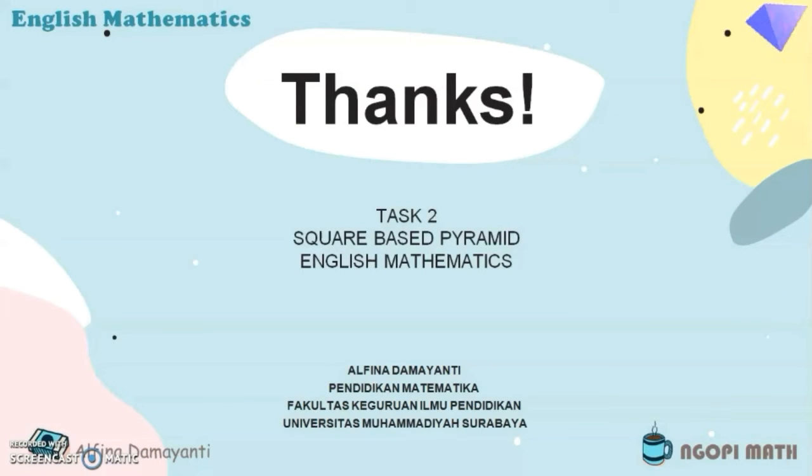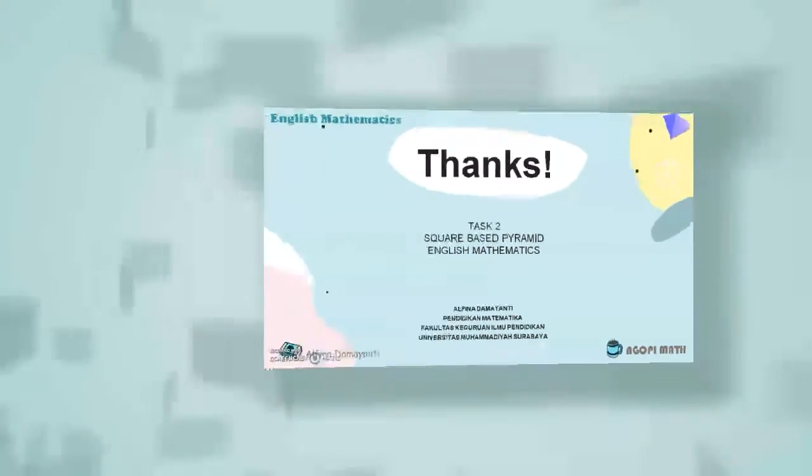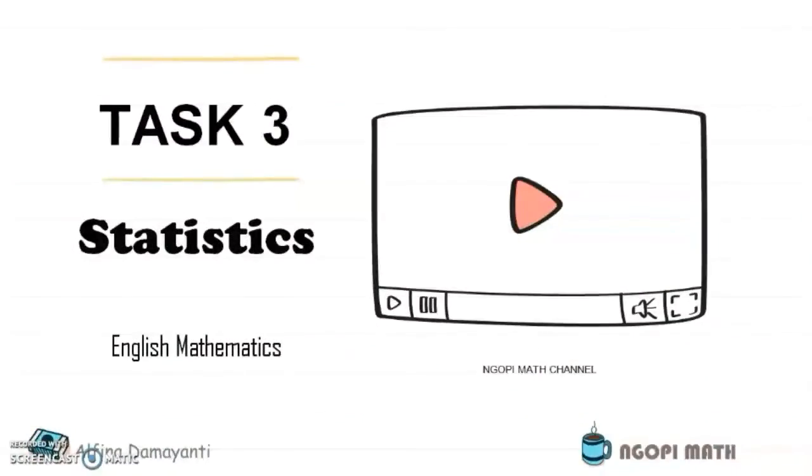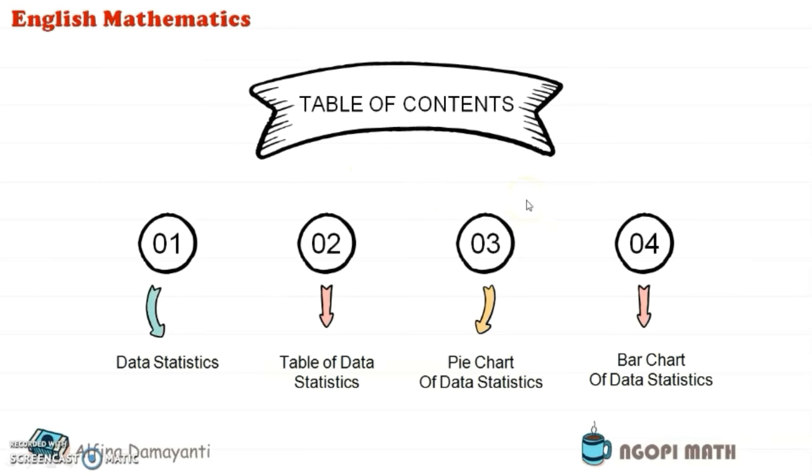Thank you for this part, and we will go next to task 3. In this part is task 3, English Mathematics. In this part, we'll talk about statistics. Let's check this out. Table of contents in this part. First, data statistics. Second, table of data statistics. Third, pie chart of data statistics. And fourth, bar chart of data statistics.